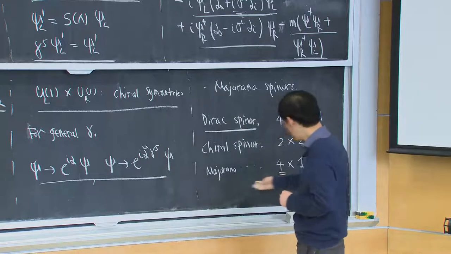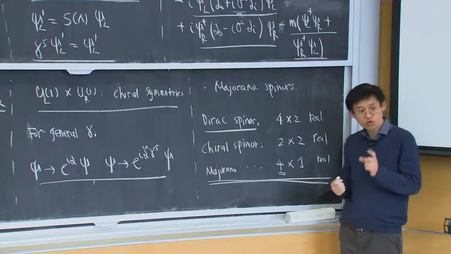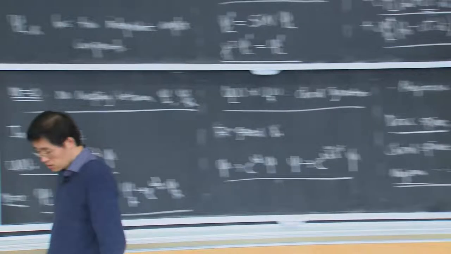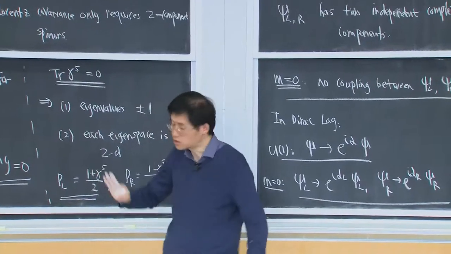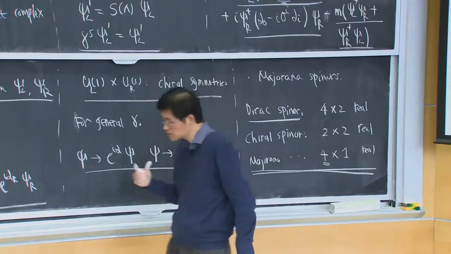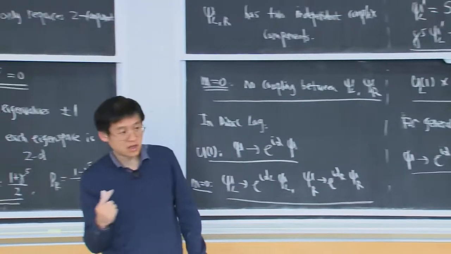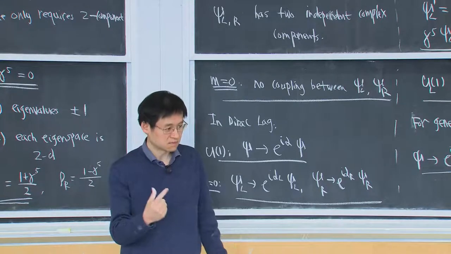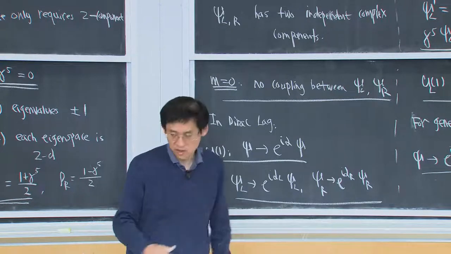Okay, good. And now let's talk about the last case, in which you have four real components. So what do you do? Again, we follow a similar strategy to see whether it's possible to have four real components. The idea is that you first try to find a special representation of gamma matrices so that a spinor can be real. And then you try to generalize to any representation of gamma matrices.